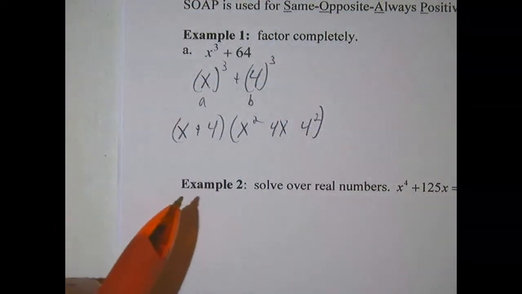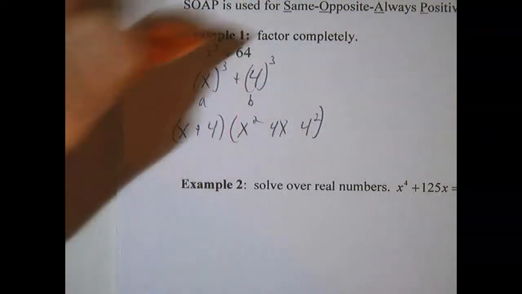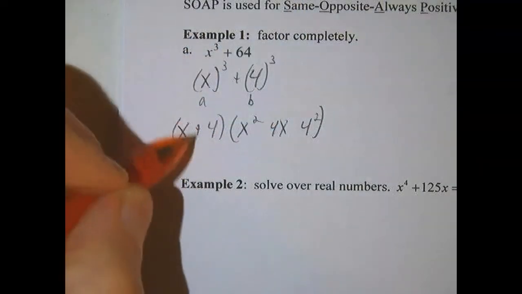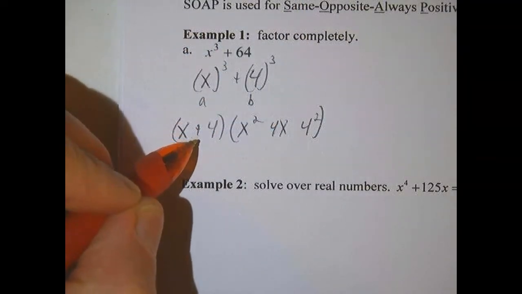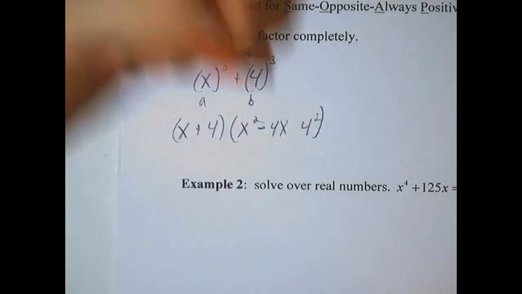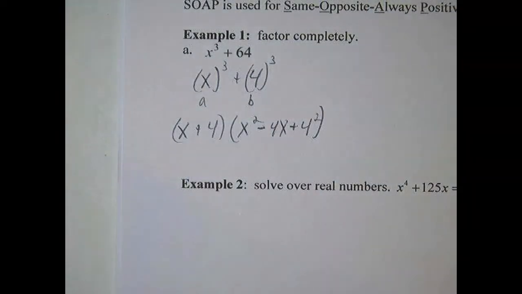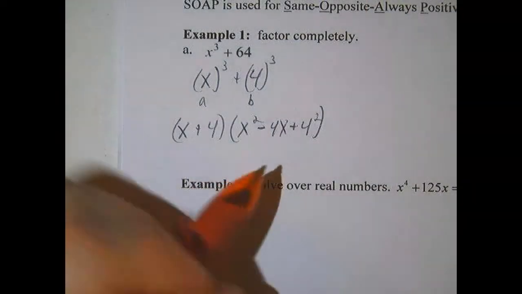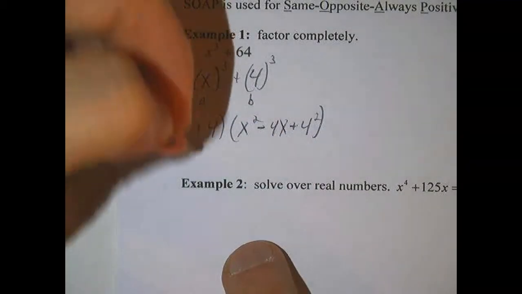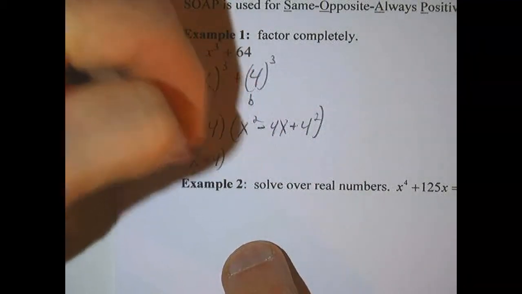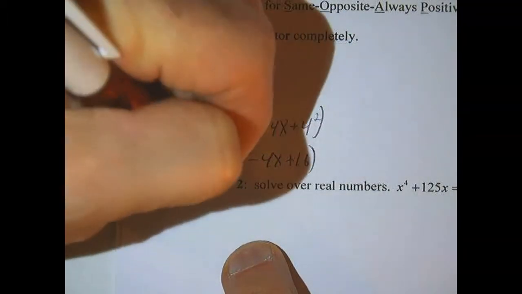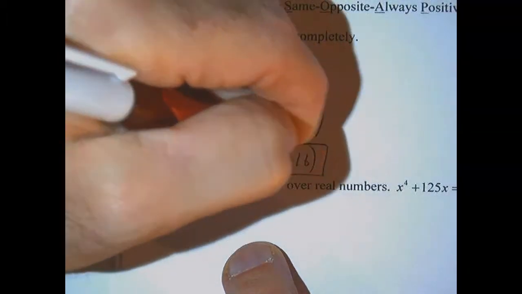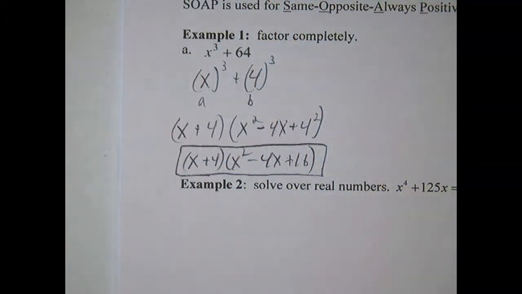Now we go ahead and apply that mnemonic device. This is plus, so it's same, opposite, and then always positive. Okay, and there it is, it's factored. Now we can just rewrite this with the 16 and we're done. So this would be x plus 4 times x squared minus 4x plus 16, and there it is. We have now factored a sum of cubes.